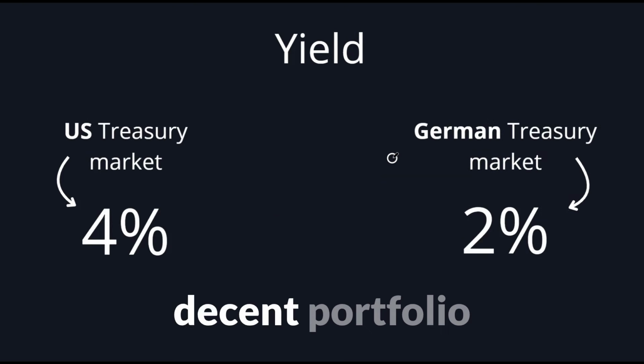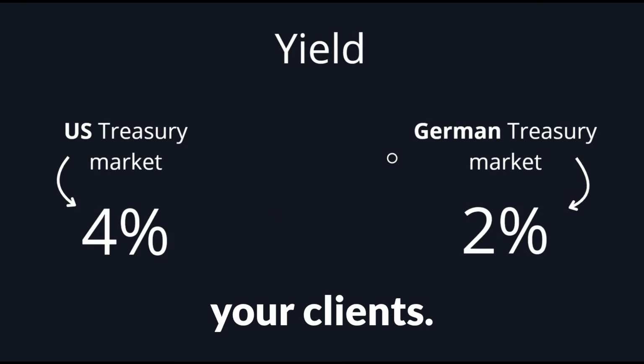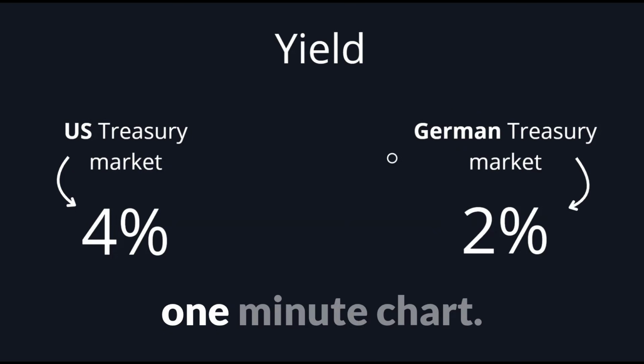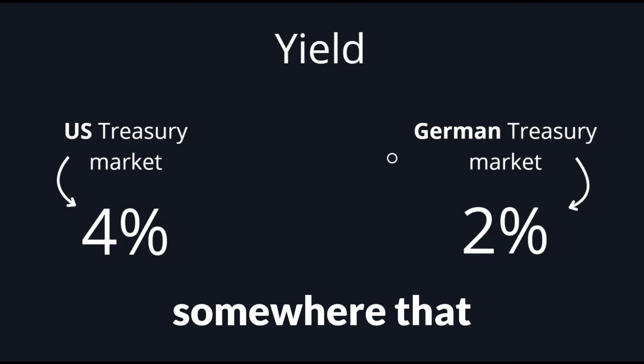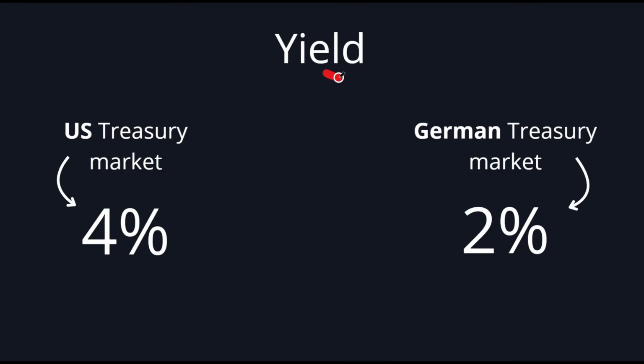You have quite a decent portfolio to manage for your clients. You're not trying to scalp 5 pips on a 1-minute chart. You need to park that cash somewhere that pays you a return, a yield. Now you have two choices. Choice A, you park it in the US Treasury market, and you get 4% interest. Choice B, you park it in Germany and it gets you 2% interest. Where does the money go? It goes to 4%, obviously. It goes to the US.